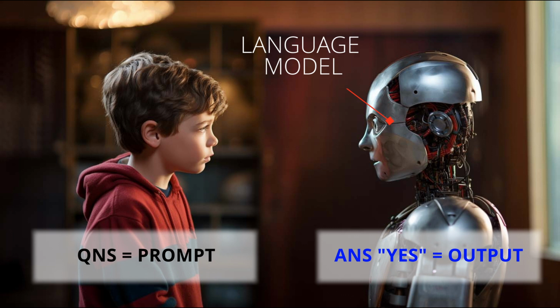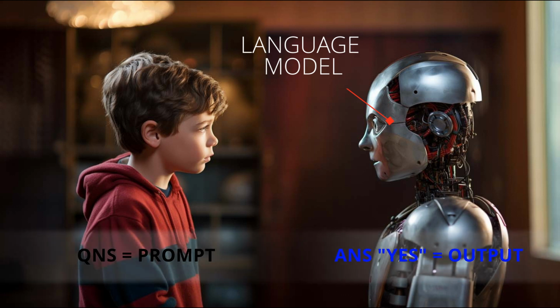Just like how your robot friend will be able to answer a question he has never heard of before, a language model can generate a relevant output based on a prompt it has not seen before. This is what we call a zero-shot prompt. Now that you know what a zero-shot prompt means, let's run through an example.